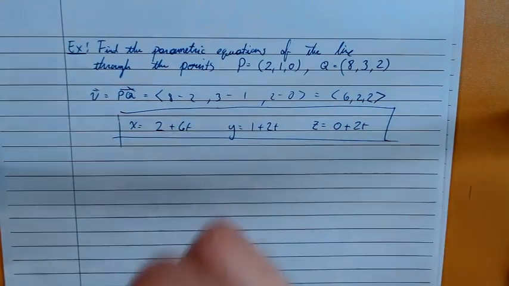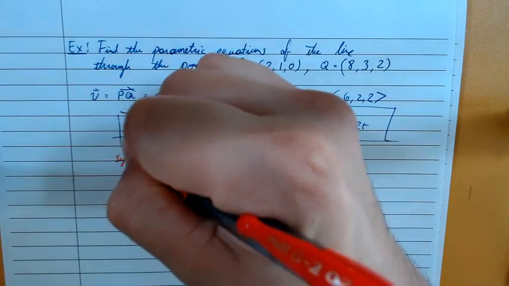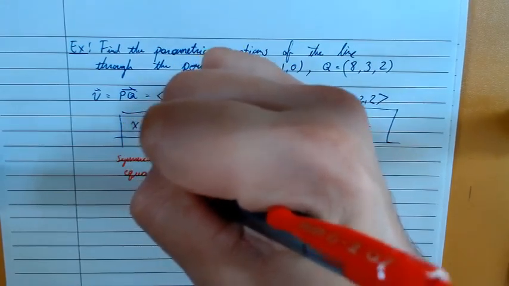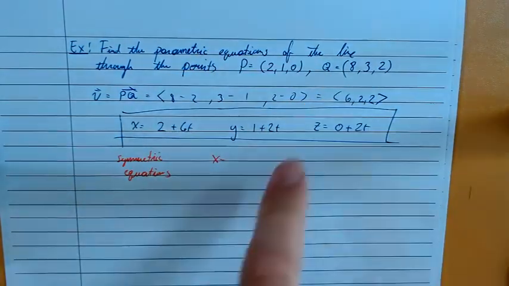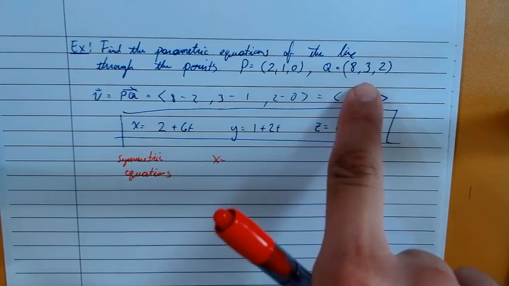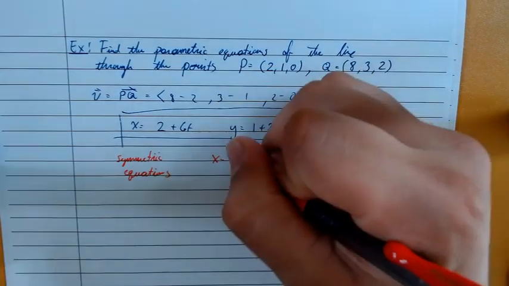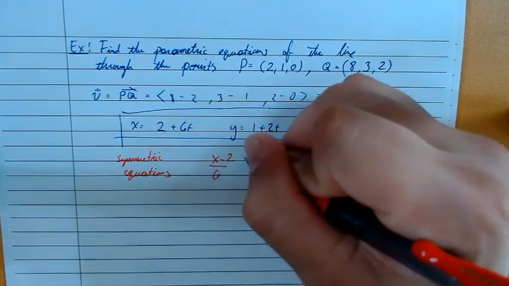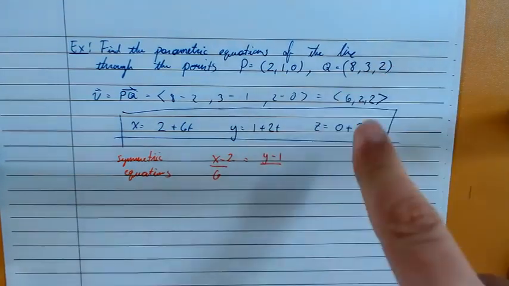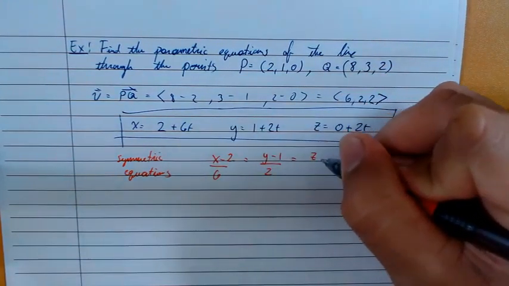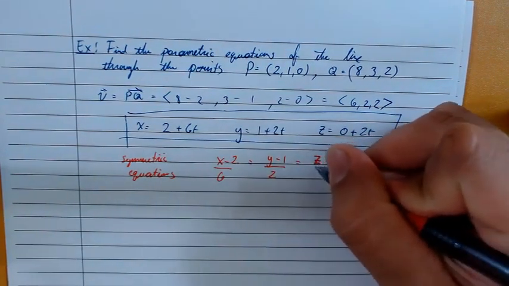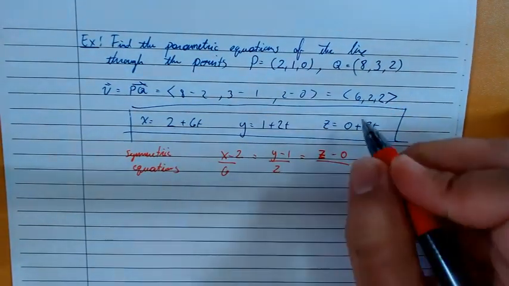If instead you were looking for the symmetric equations, then you would have x minus, and again, it doesn't matter which one we use. I'll use the convention that P is the point that we're starting from, but if you use Q, that is also correct. X minus 2 over a equals y minus 1 over b equals z minus 0, and I'll write minus 0 just to keep things consistent, but if you just wrote z, that would also be correct, over 2 as well, over your c.